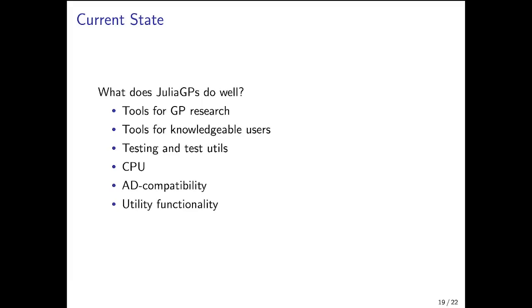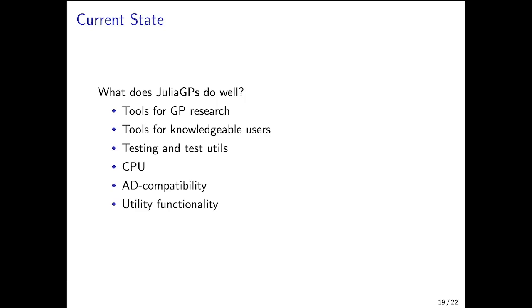So now that I've given you an overview of the kinds of things we've done with the abstract GPs ecosystem, with Julia Gaussian processes, I want to talk about what I think we're currently doing well at, or reasonably well at, where we're not doing so well and where we'd like to improve over the coming year. So I think we do have pretty good tools for research at the moment. If you're a GP researcher, I hope you'll find something useful in the ecosystem. And I'd say we also have pretty reasonable tools for knowledgeable users.